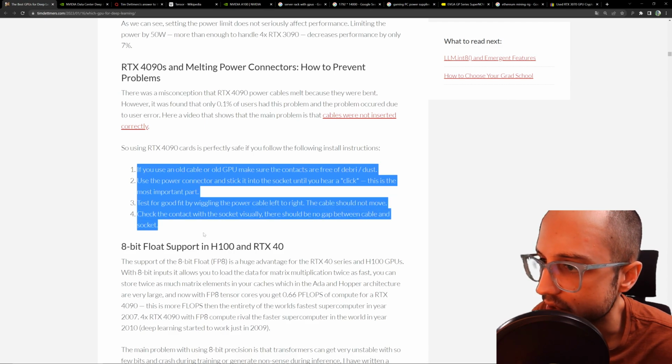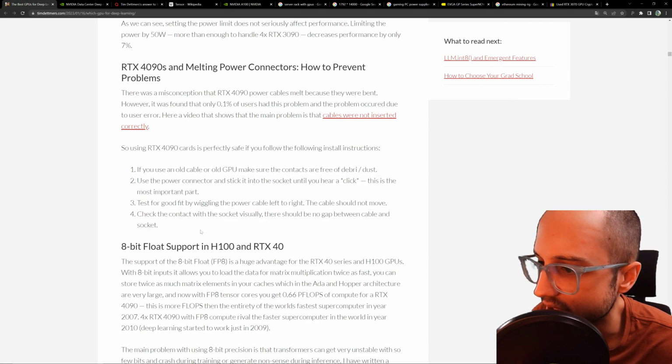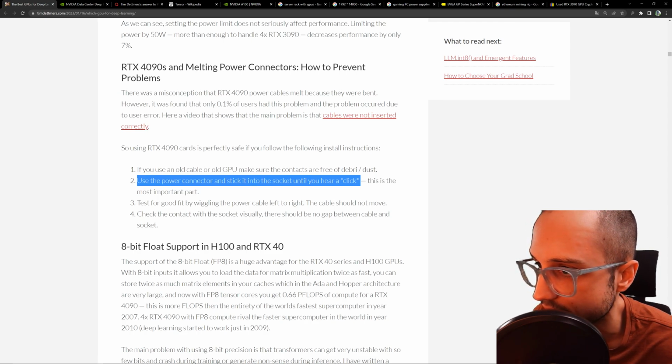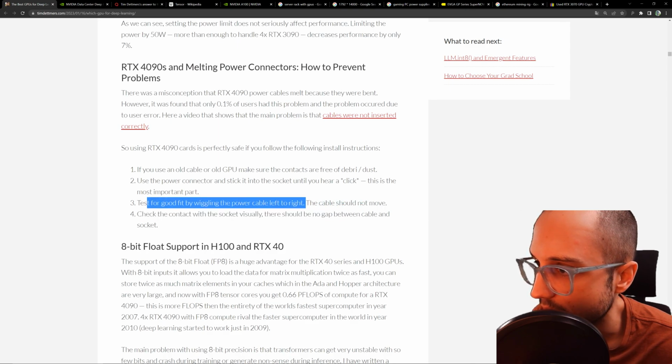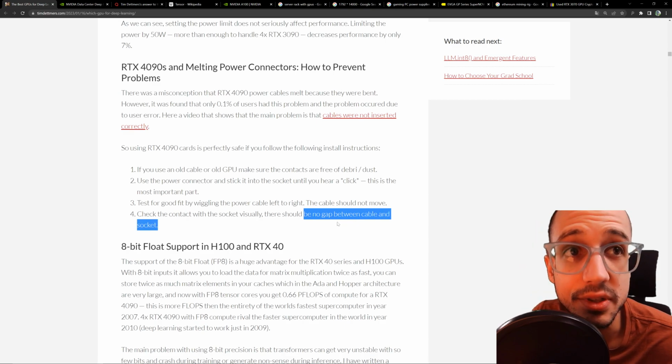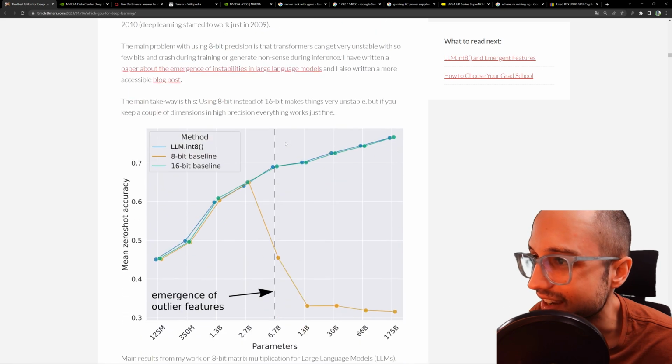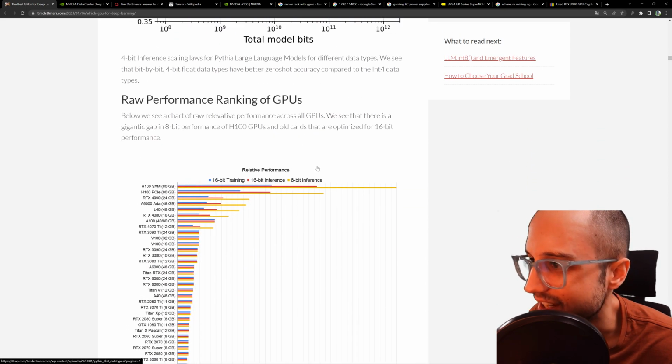Okay, so here's some good advice on making the cables connected well. Use the power connector and stick it to the socket until you hear a click. Wiggle the power cable left to right. There should be no gap. Okay, so click in your power cables. I feel like that should be pretty standard.